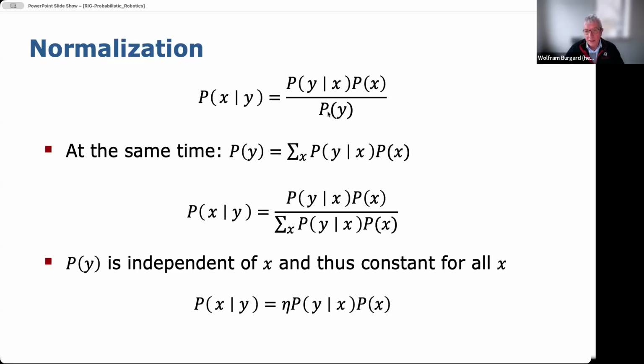So this basically means that P of y is a constant, because it's a constant for all x. And this constant makes sure that the left-hand side term of this equation sums up to one over all x. This is why this is called normalization. And this is a constraint over this value, which later on will allow us to not exactly specify it, but derive it from the calculations that we are doing. And that makes it very, very handy.